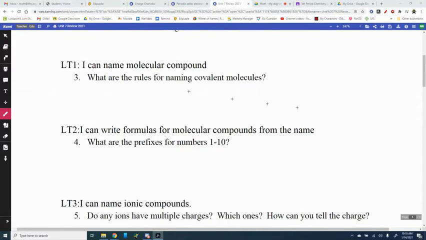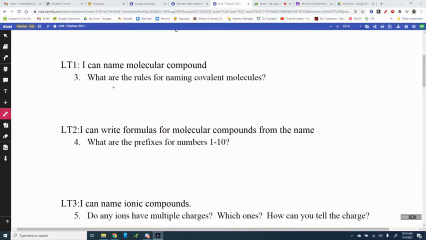All right, rules for naming covalent molecules. First we identify the two different elements. So if it's carbon and sulfur, that's how we identify it. We use the prefix for however many atoms there are in there. So if the subscript is a 2, we use a di. If the subscript is a 3, we use a tri, and so on. If there is no subscript, that means there's one, and that means we have to use mono, unless it's the first element in the compound.